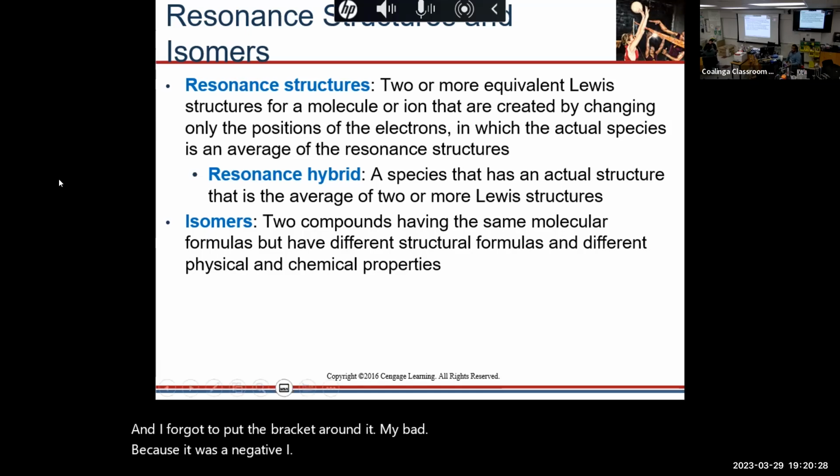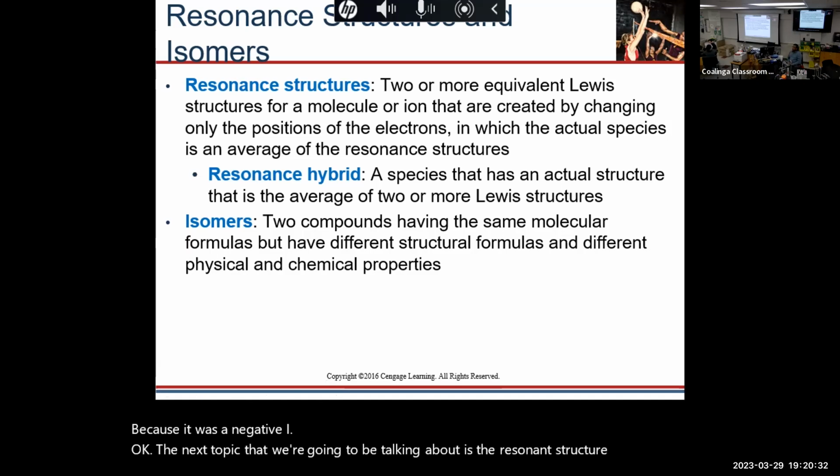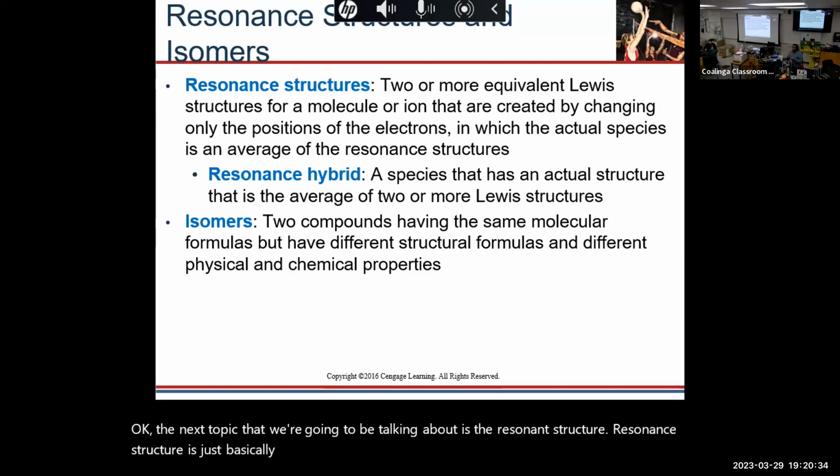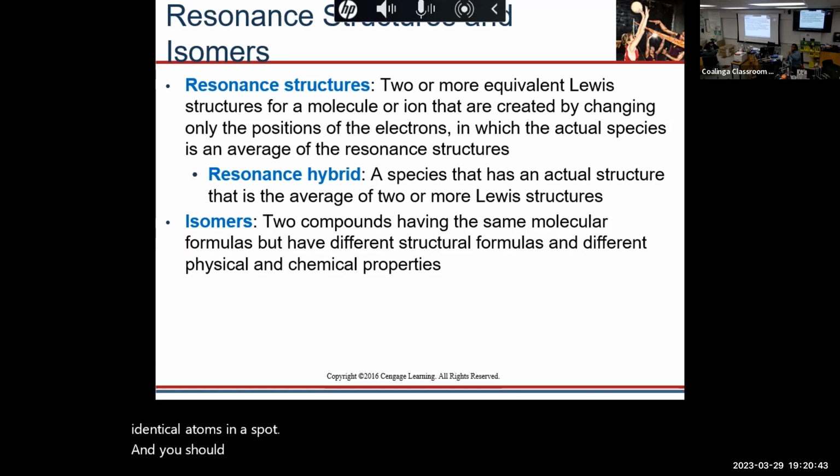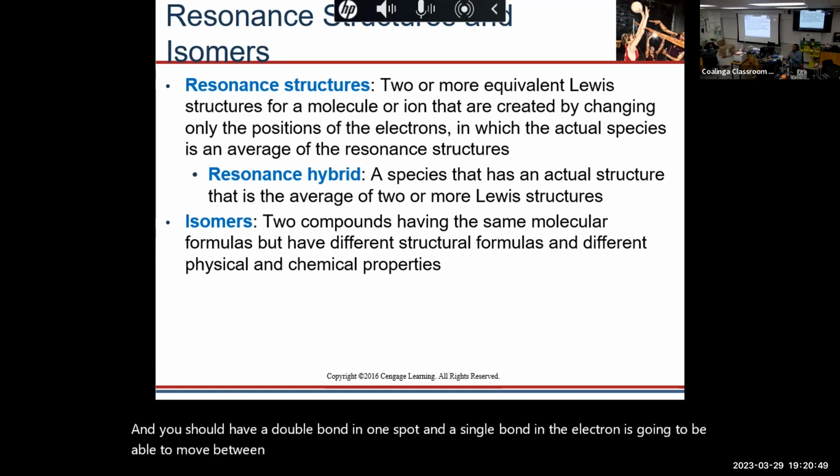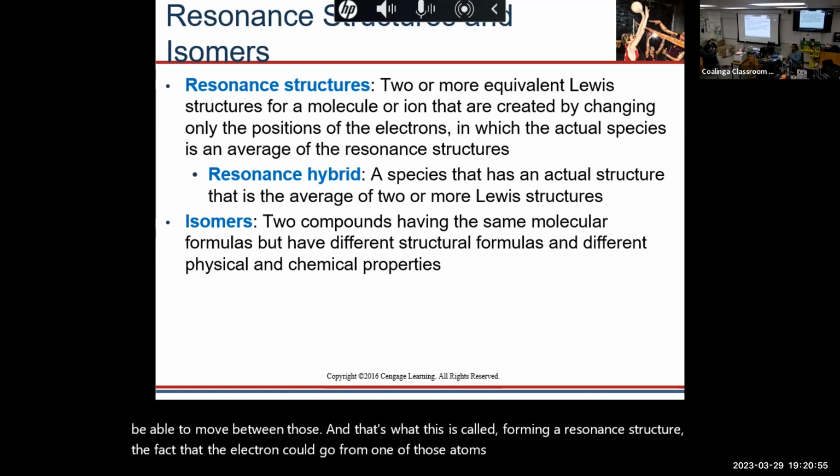Okay, the next topic that we're going to be talking about is the resonance structure. Resonance structure is basically the fact that electrons are constantly moving. If you have identical atoms in a spot, and you can have a double bond in one spot and a single bond in another, the electron is going to be able to move between those. That's what is called forming a resonance structure. Let me give you an example.